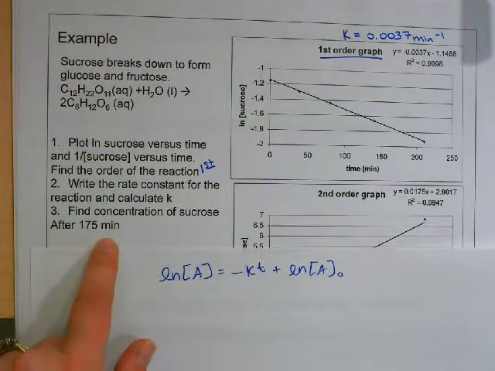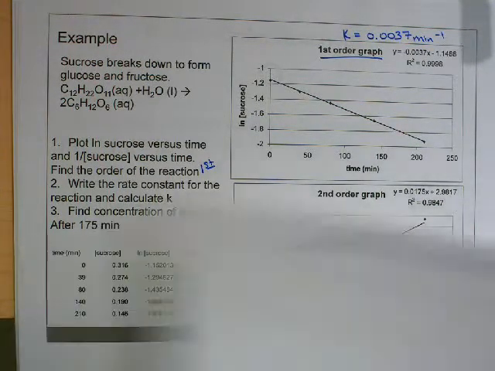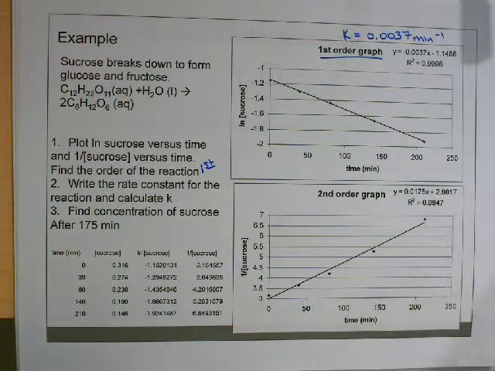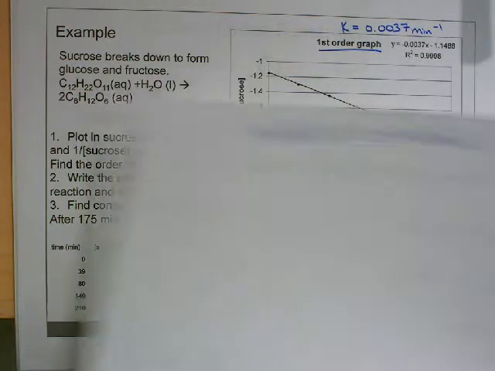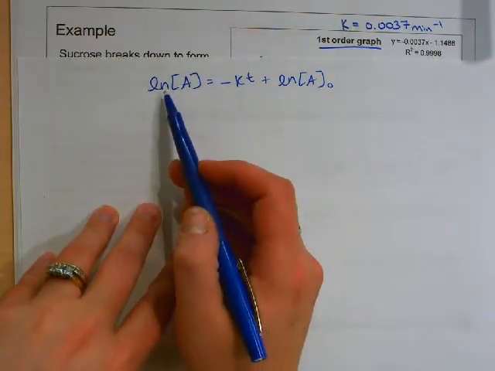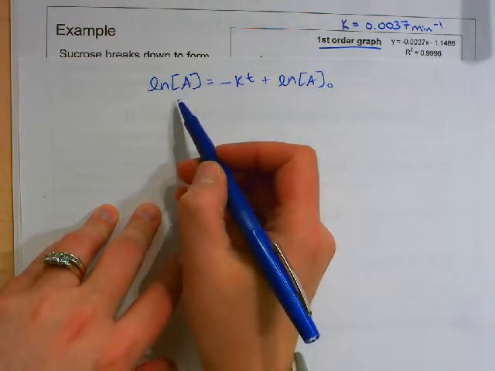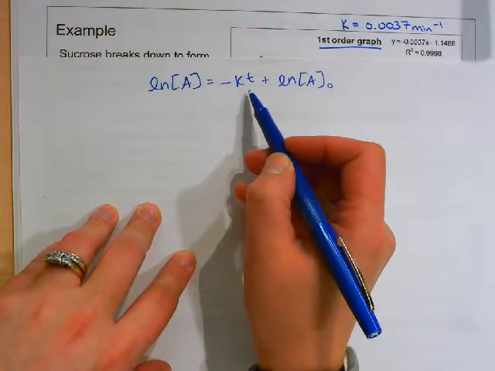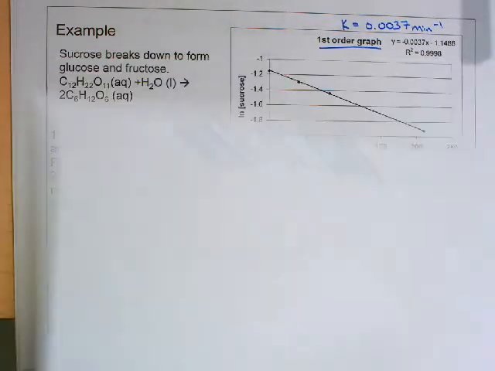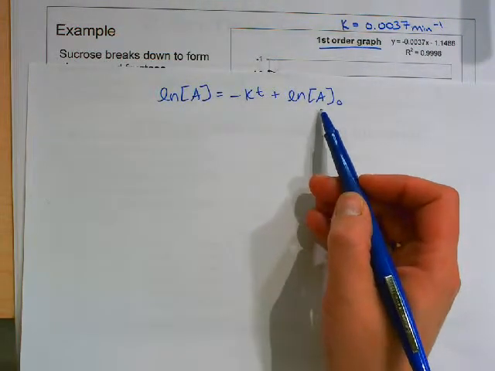Alright, so I am looking for the concentration of sucrose after 175 minutes. Based on the information, which variable are we looking for? ln of A or ln of A0? ln of A, alright, we know K, it's right there. We know t, right, so I'm asking after 175 minutes. Where would you go to find A0?